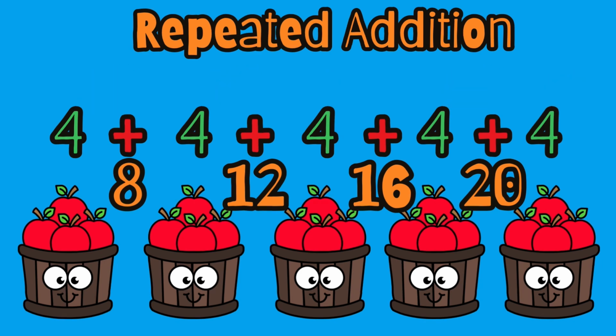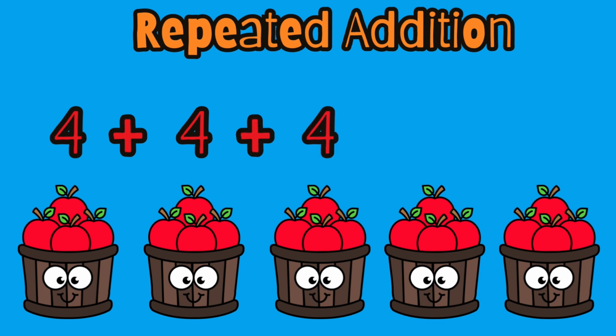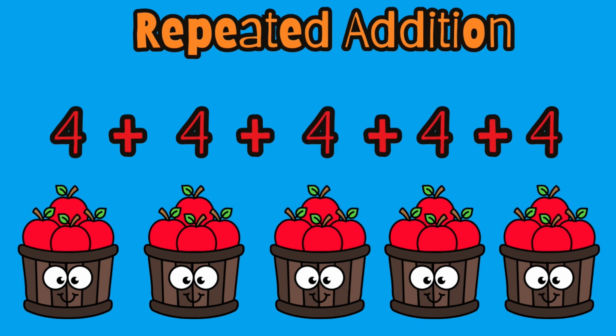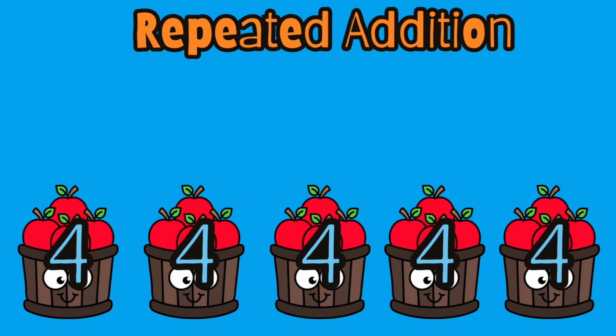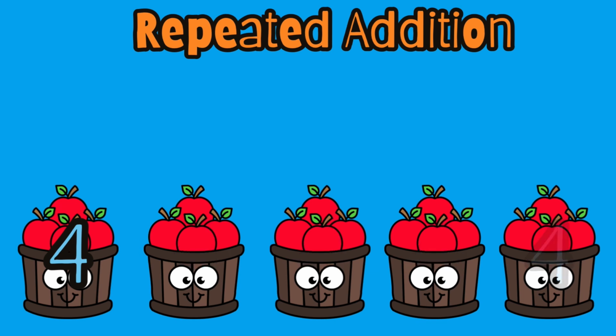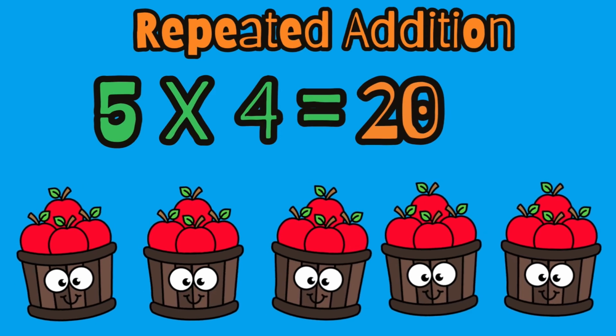That gives me 20 in all. Now I know that I have 20 apples. This strategy is known as repeated addition because I'm adding the number 4 5 times. So we are using repeated addition: 4 plus 4 plus 4 plus 4 plus 4. Now I know 5 times 4 equals 20, and also I know that 5 times 4 is the same as 4 plus 4 plus 4 plus 4 plus 4, because it's basically telling us 5 times the number 4.